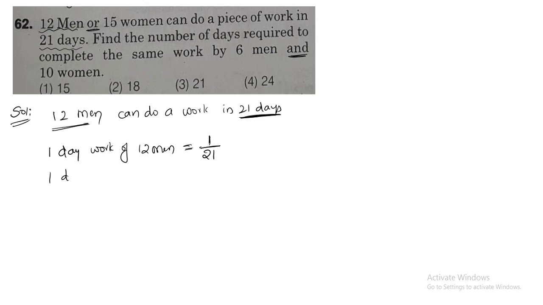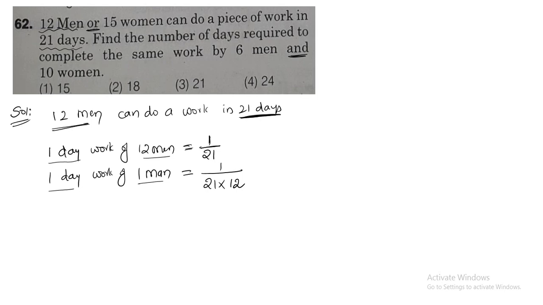Now if I directly say 1 day work of 1 man, I need to divide with that particular 12, right? So 1 by 21 into 12th part will be completed by 1 man in 1 day. So in 1 day 12 men can complete a work of 1 by 21th part, whereas in 1 day 1 man can complete a work of 1 by 21 into 12th part.